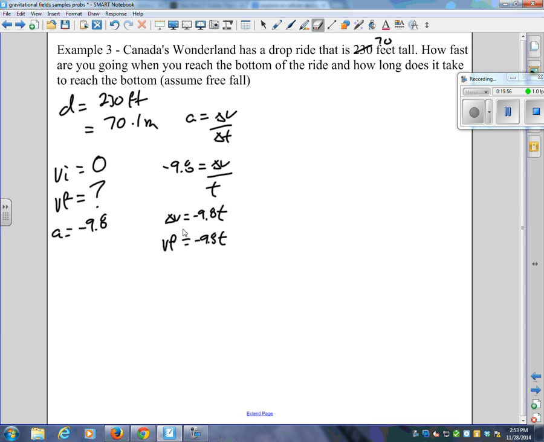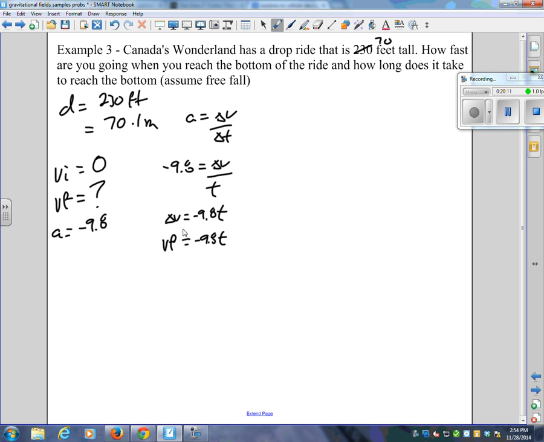I'm going to make this the last question of the day, because I'm going to blow your mind with this one. This is every day. It doesn't mean we stop working, it just means I stop talking to you. This is going to take a little while too. Okay, so VF equals minus 9.8 t. Okay, what else do we know?